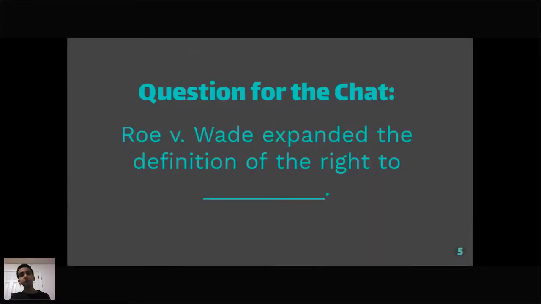Okay, so question for the chat. Roe versus Wade expanded the definition of the right to blank. Yes, privacy. So just remember, Roe versus Wade had to do with the broad right to privacy. The right to privacy is implied. It is not directly stated in the Constitution. However, because of Griswold versus Connecticut, which established those broad zones of privacy, Roe versus Wade expanded on that.